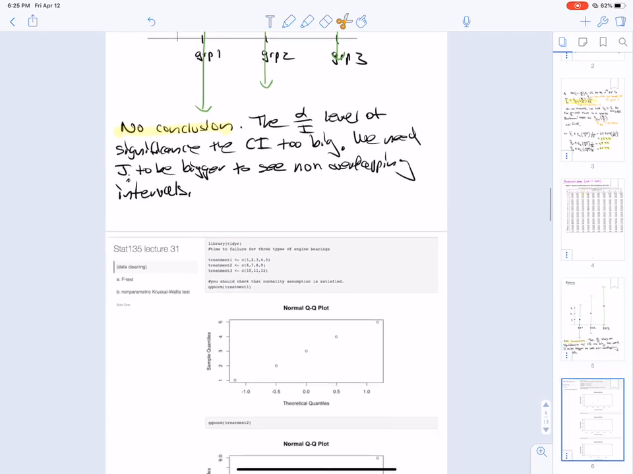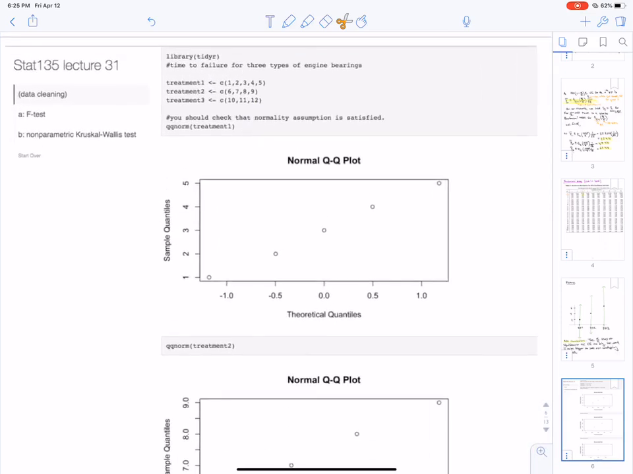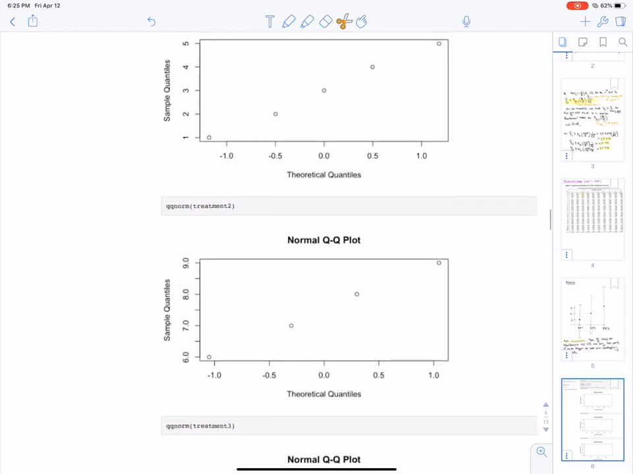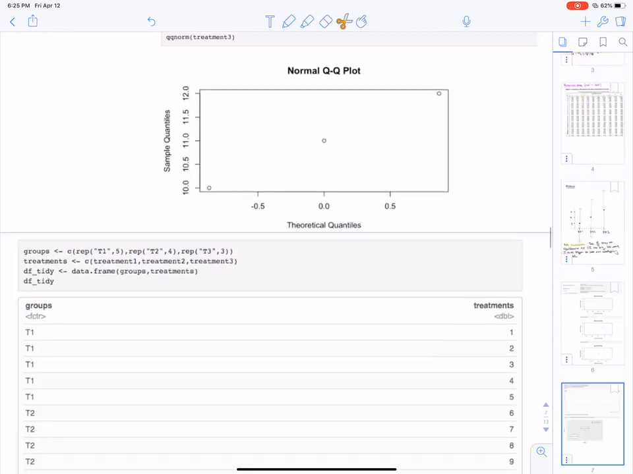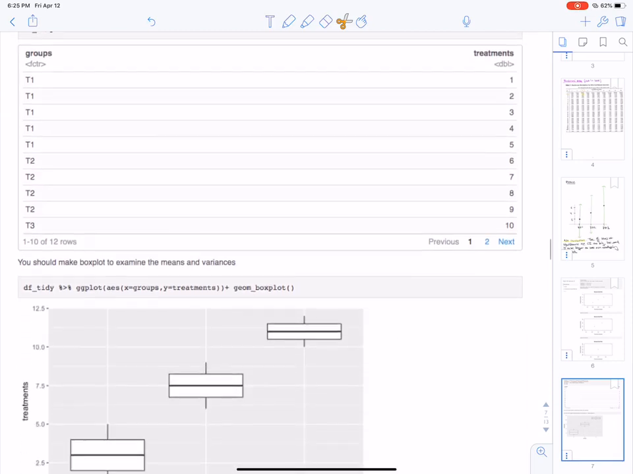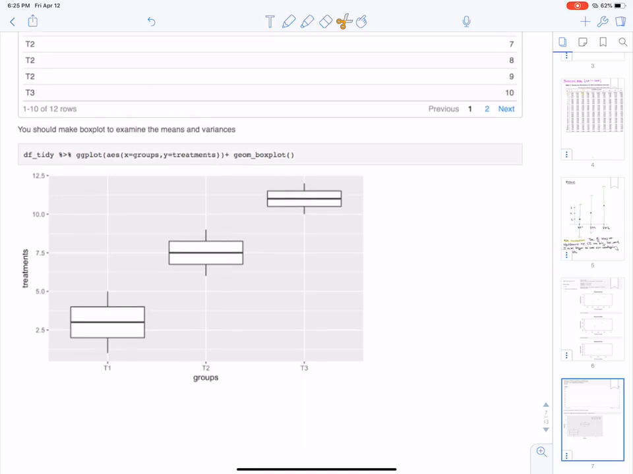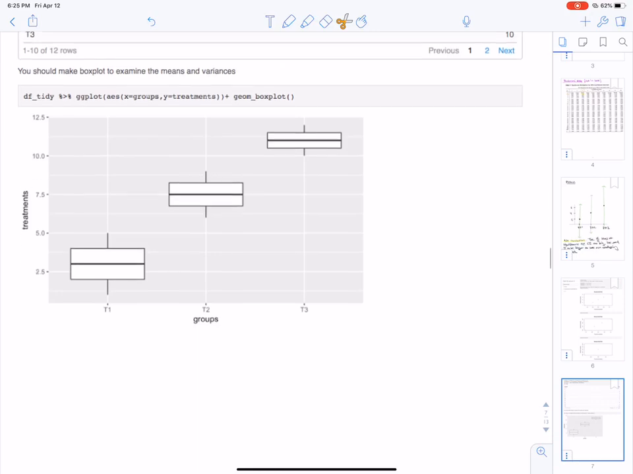So now, to show you how this works in R, I just made a simple example of 3 treatment groups, 12 numbers from 1 to 12, and I just plotted them. They look relatively normal. I did some tidying up of the data so I can make box plots, and you can see the variance doesn't really look uniform, doesn't look the same here, but we'll ignore that.